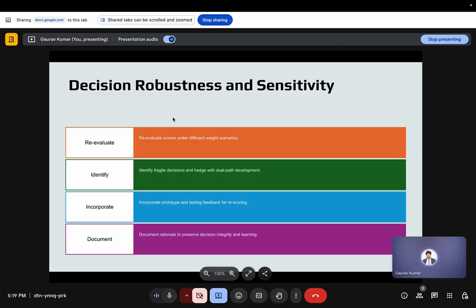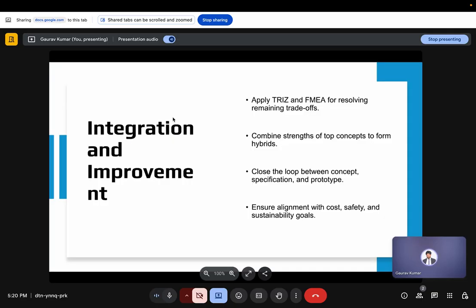Okay, now we are moving towards the next slide. Next one is integration and improvement. The integration phase merges analytical evaluation with iterative refinement techniques such as TRIZ and FMEA, that is failure mode and effects analysis, which are used to resolve the residual trade-offs identified during scoring. These structured tools help eliminate potential weaknesses before embodiment begins.